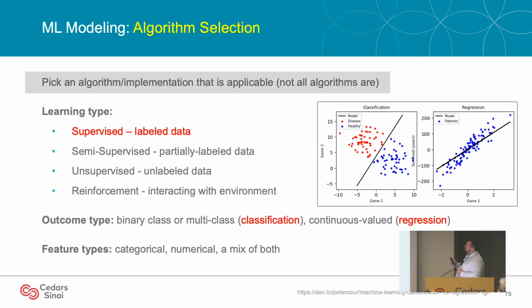All right, more on algorithm selection. First off, pick an algorithm or implementation that is applicable. Not all algorithms are going to be. So first off, are they suited to the learning type you're doing? Do you have labeled data so you can do supervised learning, or do you have partially labeled data, unlabeled data? What are your options algorithmically based on the data you have? What is your outcome type?